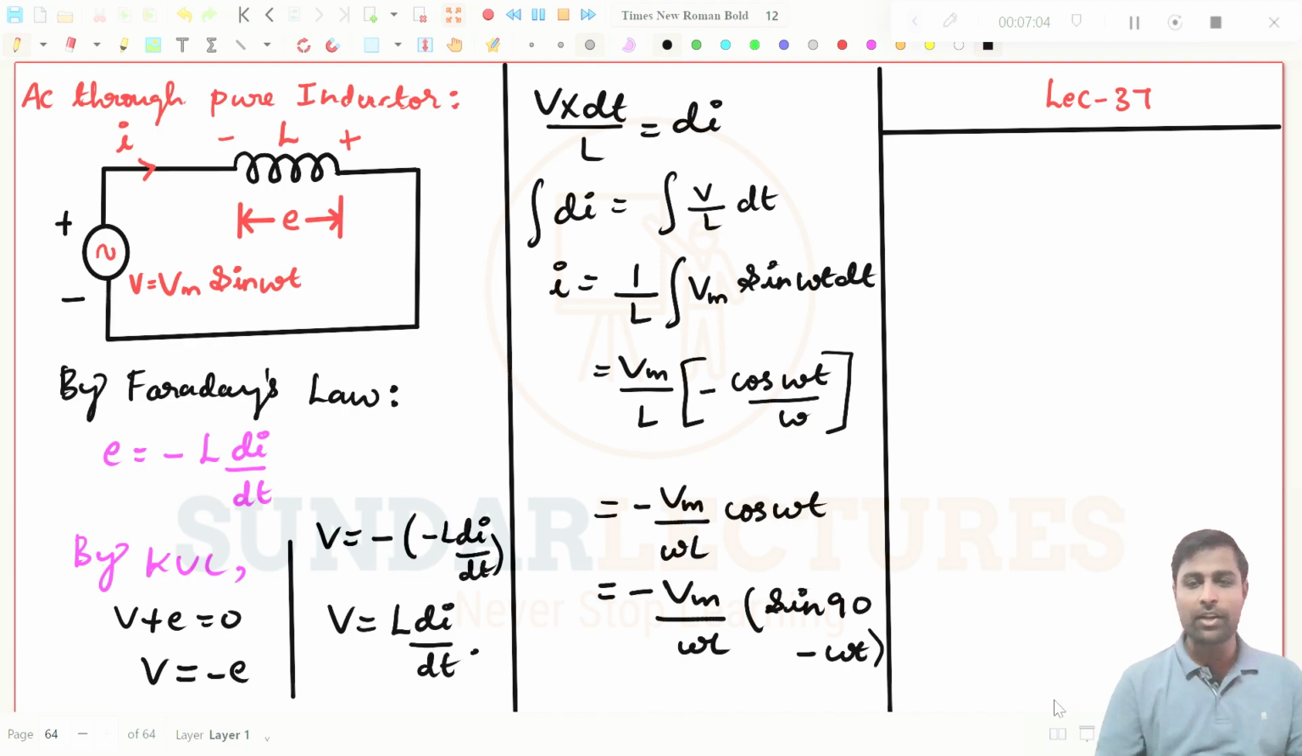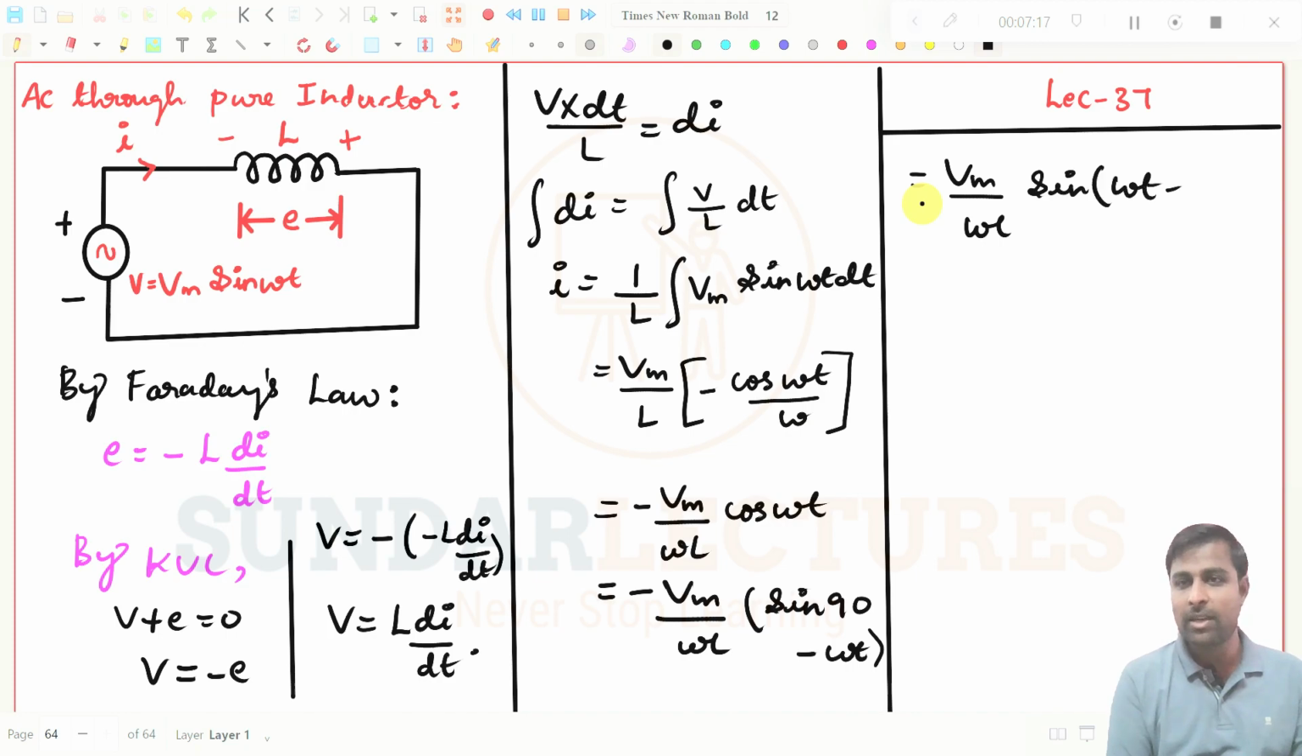Now I can simplify this expression further. This is Vm by omega L, and I can write sine of omega t minus 90 degree. If I change this, sine of 90 minus omega t will be equal to minus sine of omega t minus 90. So minus and minus will give plus, and I will get the final expression like this. This is omega L.